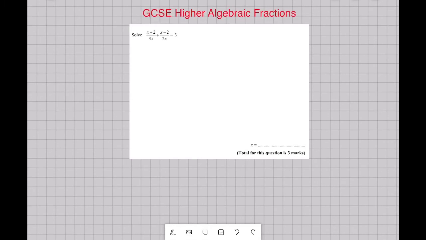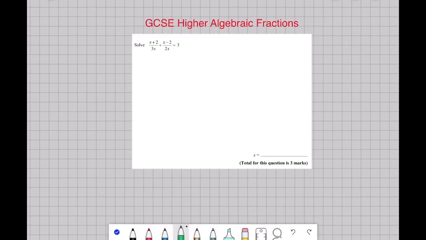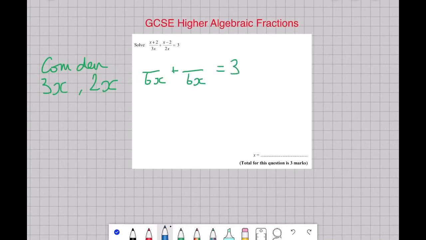So in this question, we've got to solve an equation that involves two fractions. So algebraic fractions here, we need to find first a common denominator. The lowest common multiple of 3x and 2x is going to be 6x. So I'm going to use 6x as my denominator. Now, first fraction, to get from 3x to 6x, I multiply by 2. So I've got to multiply the numerator by 2 also. Second fraction, to get from 2x to 6x, I times by 3. So I've got to multiply the numerator by 3 also.